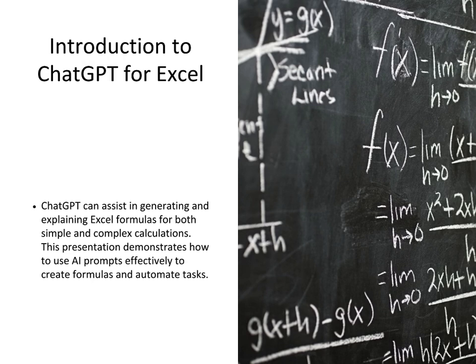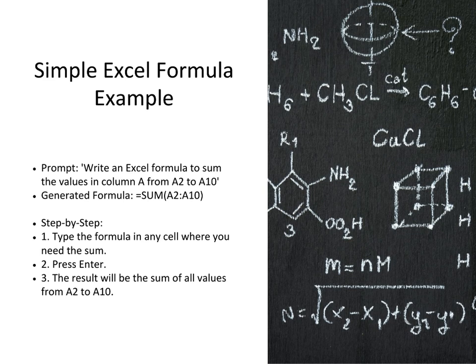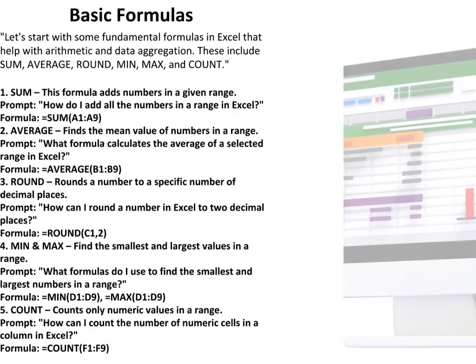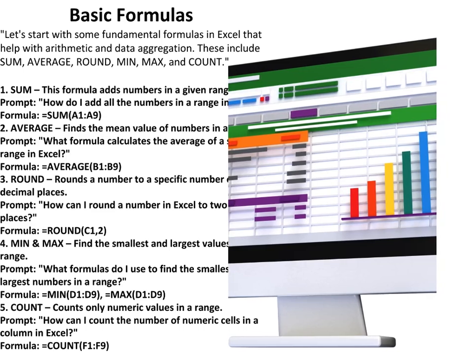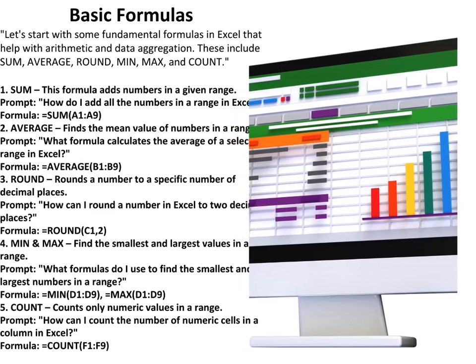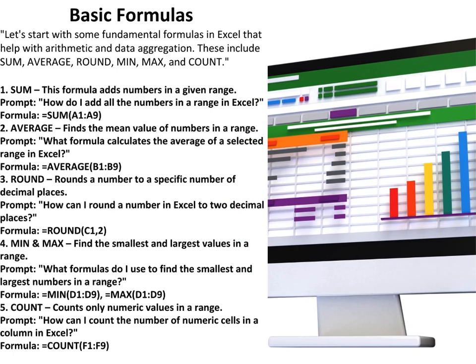In this session, we will categorize formulas into three main types: basic, lookup and reference, and conditional and logical formulas. Slide 3, Basic Formulas. Let's start with some fundamental formulas in Excel that help with arithmetic and data aggregation. These include sum, average, round, min, max, and count. 1. Sum. This formula adds numbers in a given range.